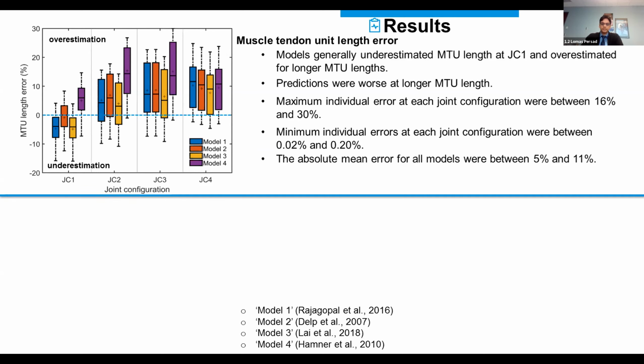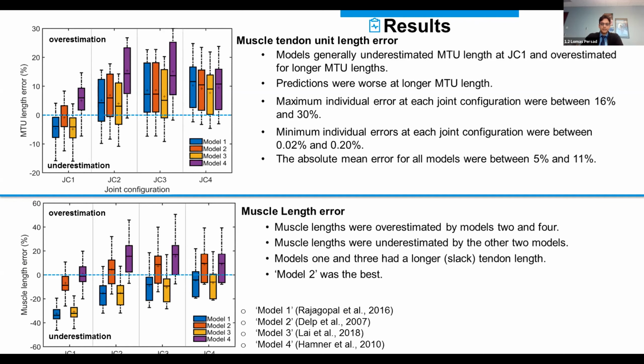Now looking at the muscle lengths themselves, it was observed that this was dependent on the external tendon length used in the model, where models 1 and 3 had a much longer tendon length compared to the other 2 models and also compared to the experimental data. As a result of this, they underestimated muscle length, particularly at joint configuration 1, where individual errors, you can see, exceed 40%. Now overall, looking at all these errors, it was found that model 2 was the best performing model.